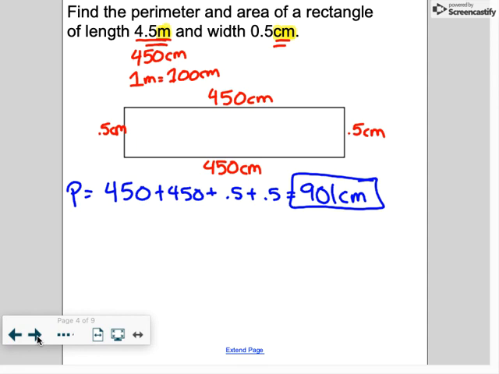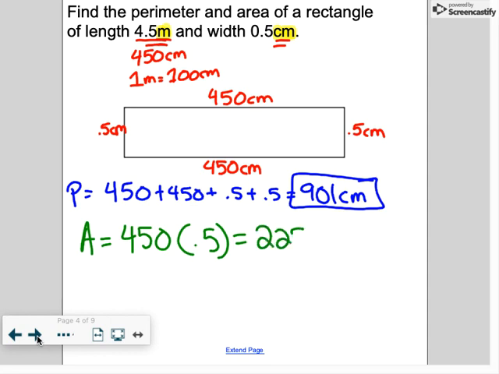Then we have our area. Our area is length times width. So we're going to take 450 and multiply it by 0.5. And to get that, we get 225. And then we have to be careful when we're dealing with area. It's our units squared. So this is called centimeters squared.